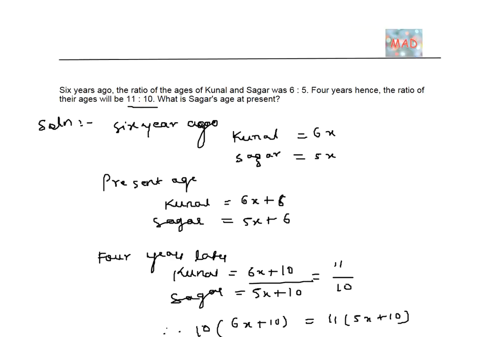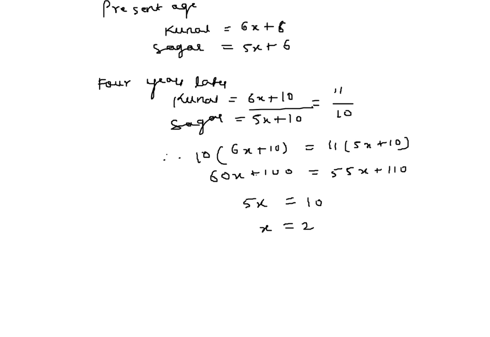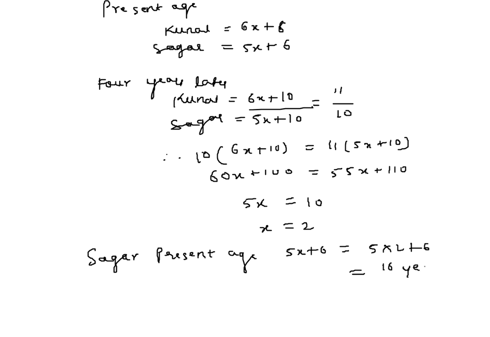Okay, what is the question? What is Sagar's age at present? Sagar's age at present is 5x plus 6. Sagar's present age is asked. Sagar's present age is 5x plus 6, which is equal to 5 into 2 plus 6, so we get 16 years.